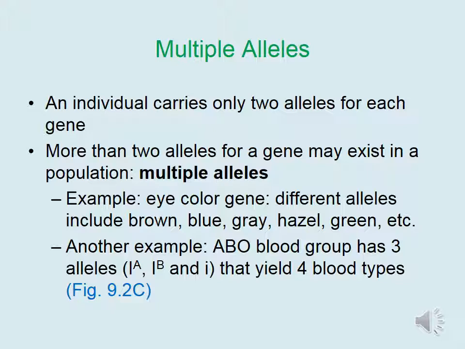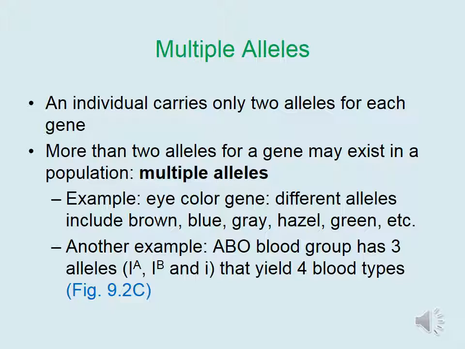While an individual carries only two alleles for each gene, more than two alleles for a gene may exist in a population. This is referred to as multiple alleles. There are many examples of this in humans. For example, think about the eye color gene. Different alleles include brown, blue, gray, hazel, or green. Another example is the ABO blood group that has three alleles that yield four different blood types.